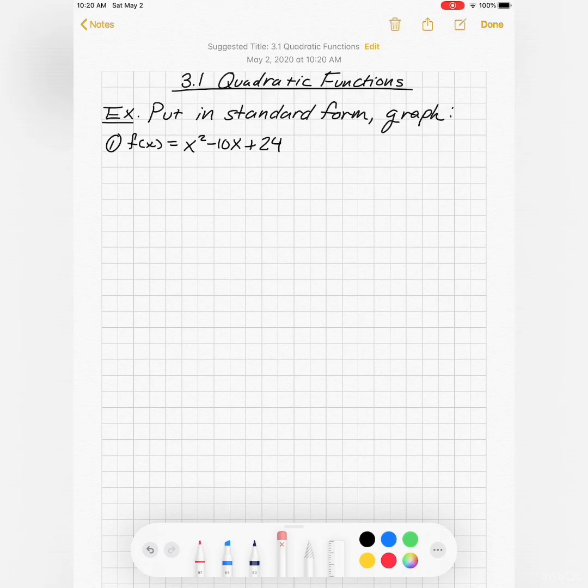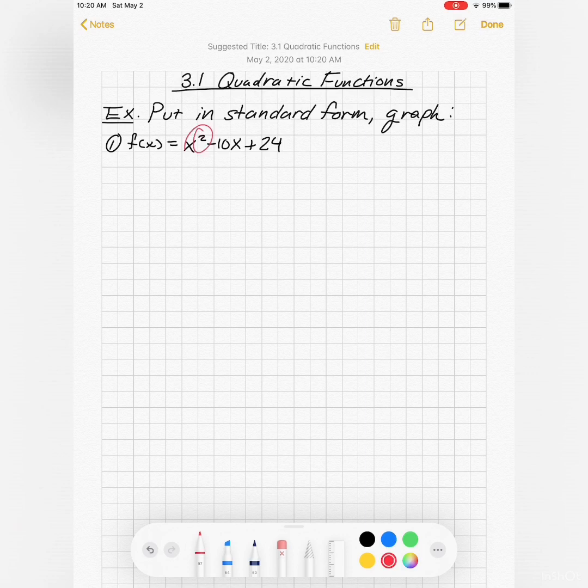This section, 3.1, is looking at quadratic functions. So in this part of the class, we're going to take a look at a few families of functions, and we're going to say, well, can we identify what their basic shape is, and then can we come up with some properties as far as that particular family of functions. So first we're looking at quadratic functions.